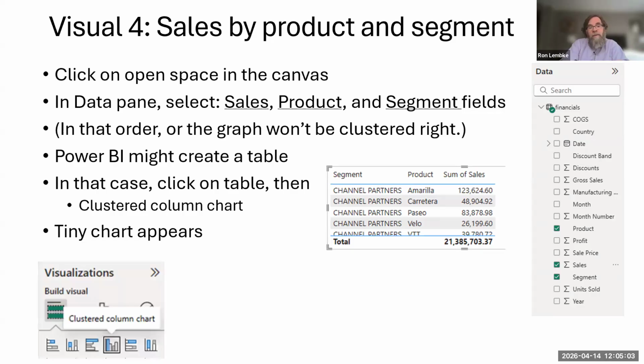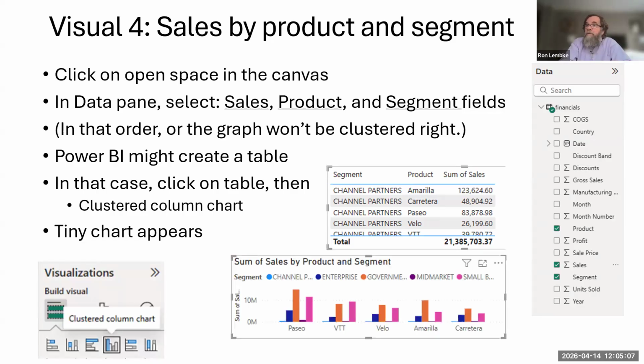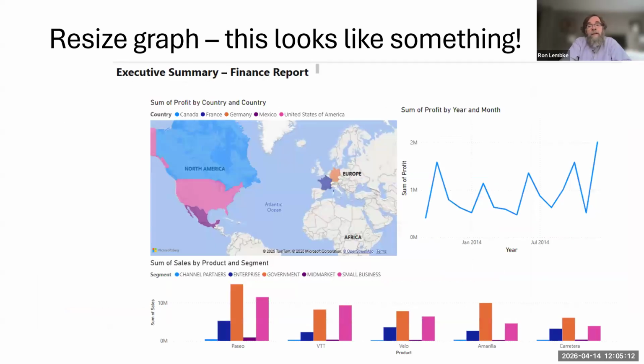And then we'll get this, and that's the clustered column chart option. And we'll get a little bar graph. And then we're going to expand that to fill up the bottom of the screen. And now we've got a pretty useful looking thing here. The colors on your map might be different.